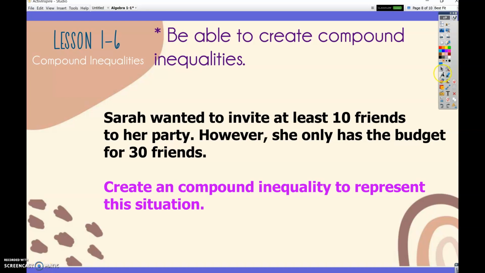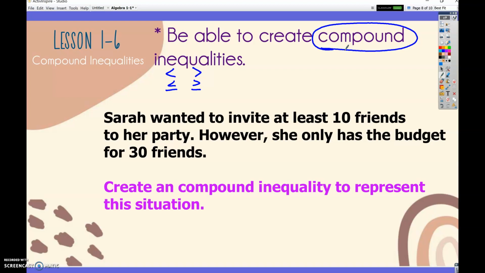In Lesson 1-6, we're dealing with inequalities. Remember, those are like the symbols less than, greater than, or less than or equal to, greater than or equal to. But we're also going to talk about compound inequalities. That is, multiple ones at the same time.